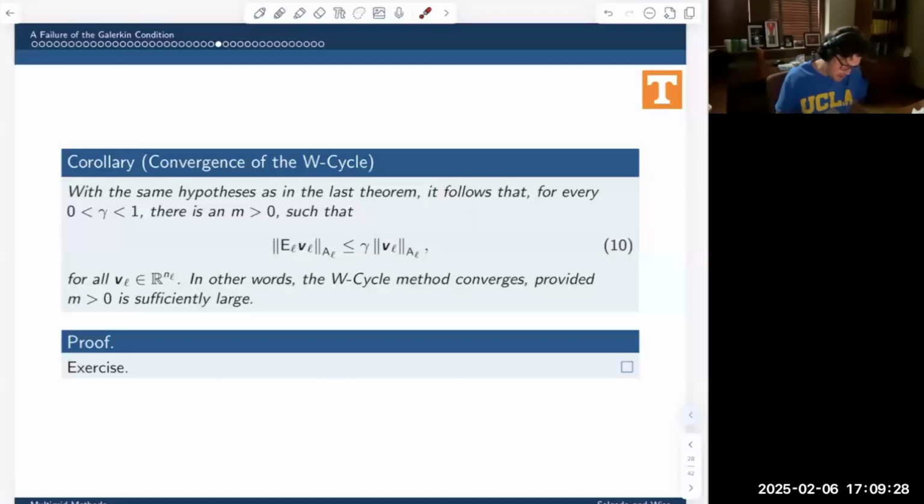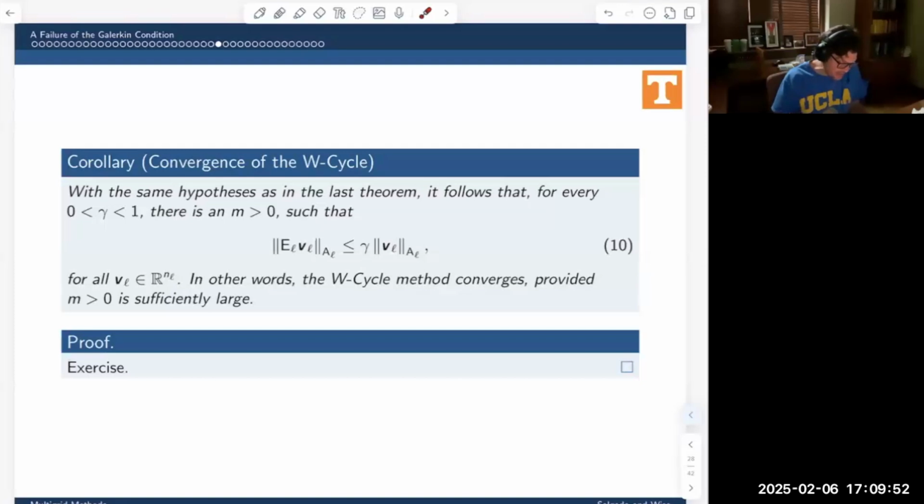To finish that last result off, I should say one thing. We can use what we just proved to prove a convergence in this sense. And so I'm going to leave this as an exercise. It's more or less related exactly to the last corollary that we stated, the convergence for the two-grid method.